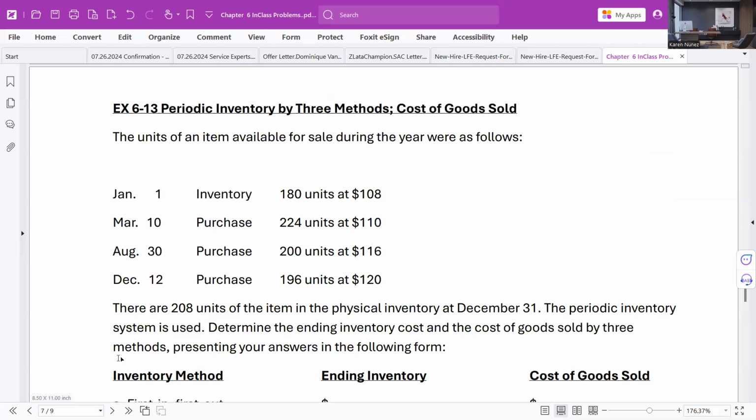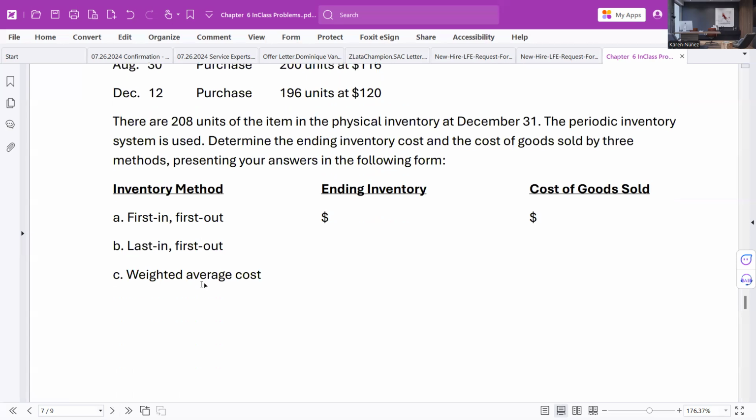And this one, we need to figure out everything. We need the ending inventory. We need the cost of goods sold under all three methods: FIFO, LIFO, and weighted average.